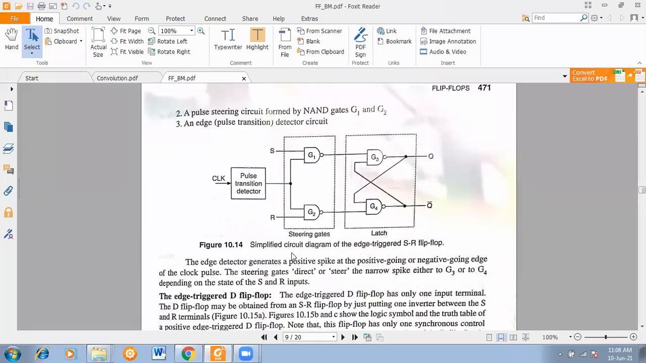So the simplified circuit diagram of the edge trigger SR flip flop I will not explain, because the operation principle is the same. It is a complete copy of the level trigger, so don't worry about that. The same operation will be there. You study it, and if you have any doubt, I can explain later. So the working principles are the same.